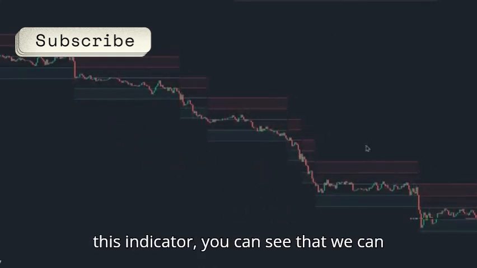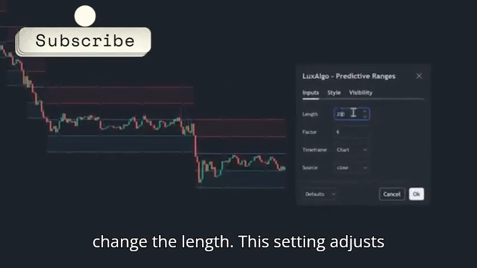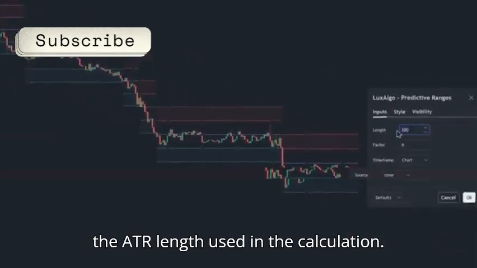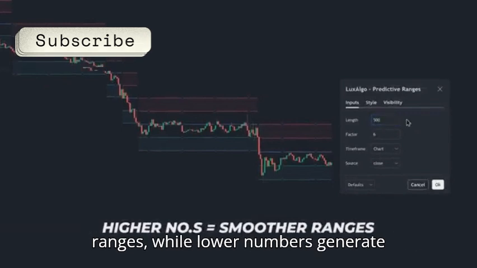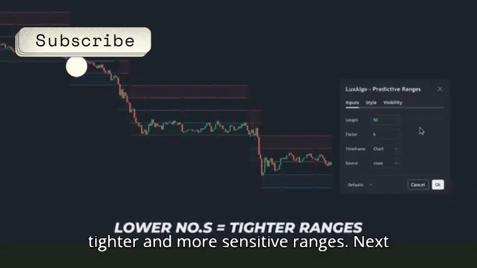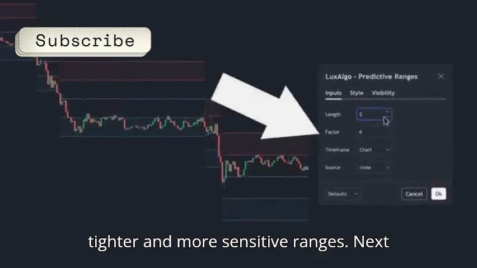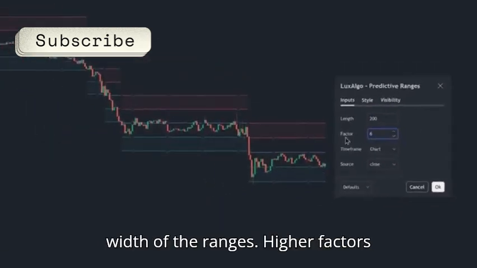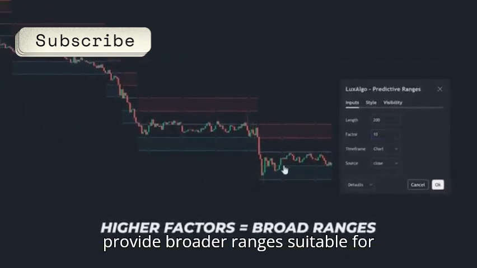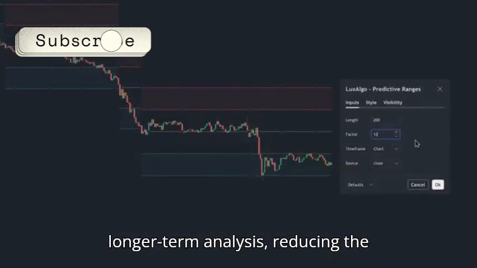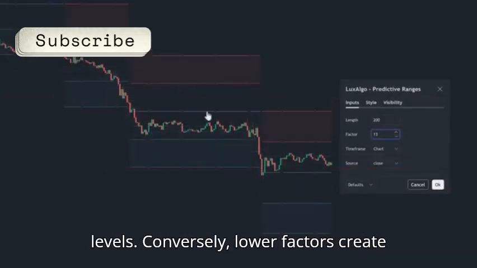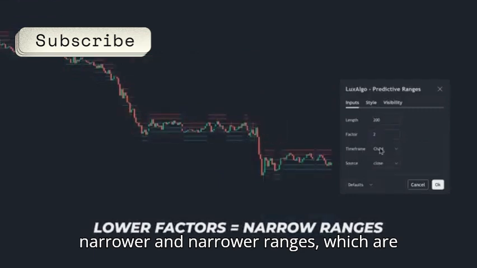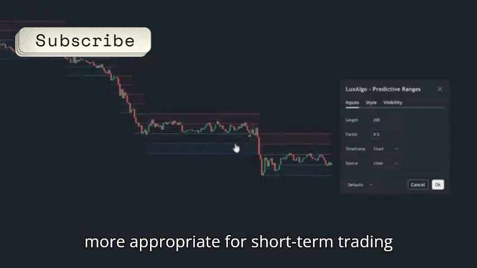Now, in the settings of this indicator, you can see that we can change the length. This setting adjusts the ATR length used in the calculation. Higher numbers provide smoother and wider ranges, while lower numbers generate tighter and more sensitive ranges. Next, we have the factor. This controls the width of the ranges. Higher factors provide broader ranges suitable for longer-term analysis, reducing the likelihood of the price breaching these levels. Conversely, lower factors create narrower ranges, which are more appropriate for short-term trading strategies.